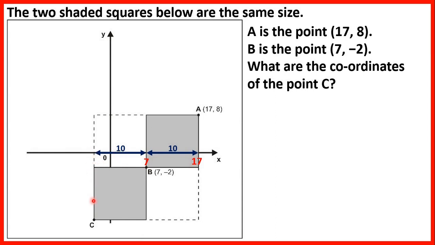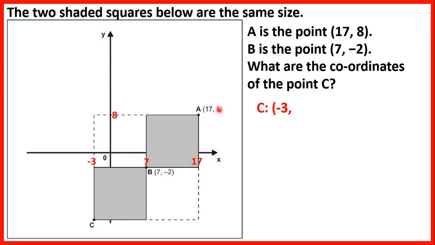So to work out the x-coordinate for point C, we can work out 7 minus 10. That's -3, because from 7, if we go back 7, that takes us to 0, but then to subtract 10, we need to go back another 3, and that takes us to -3. So that means the x-coordinate, the first number for C, is -3. So now we need to find the y-coordinate.